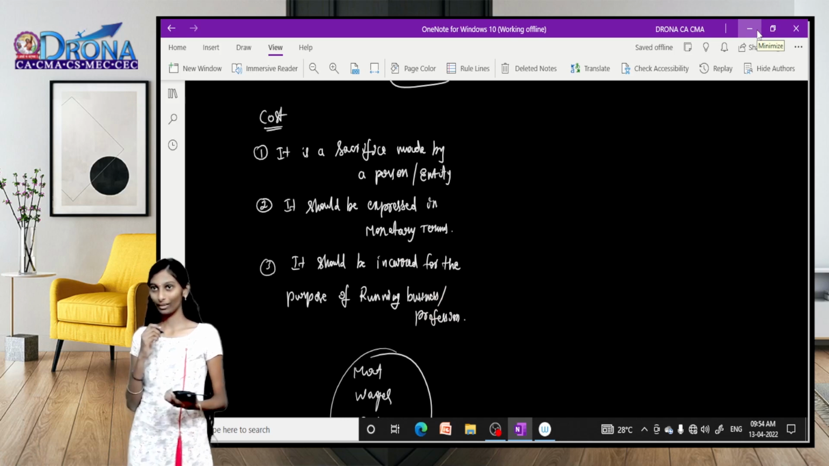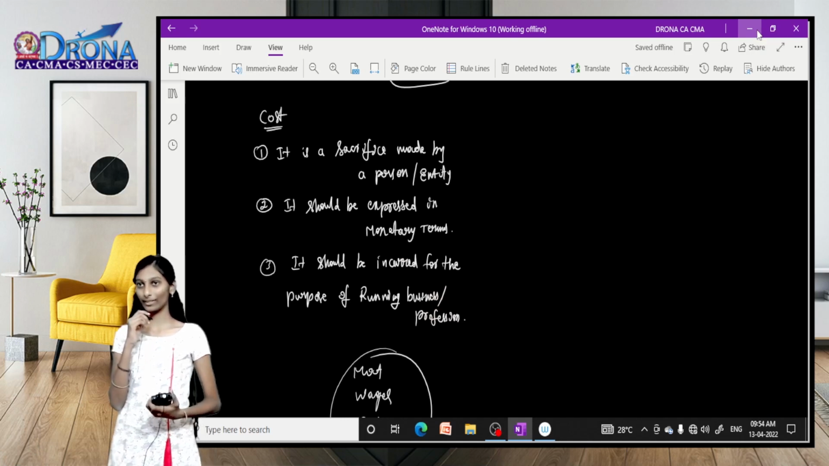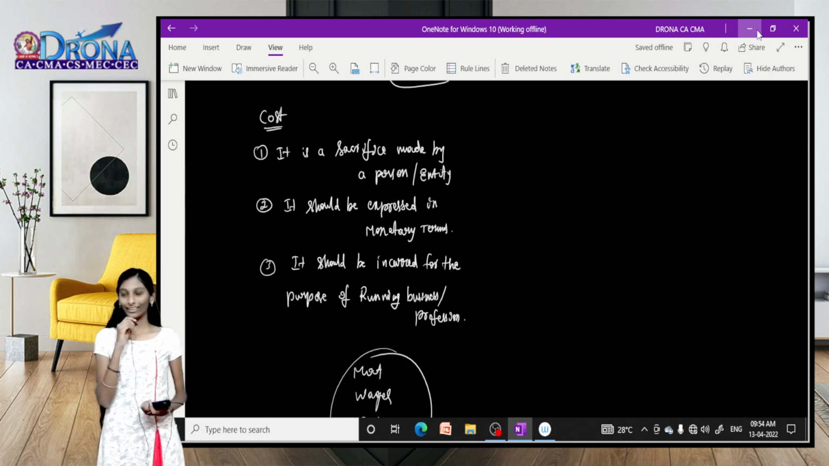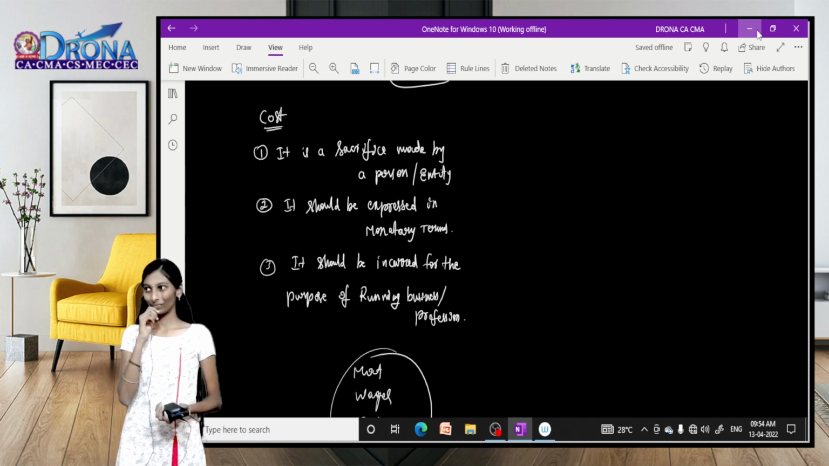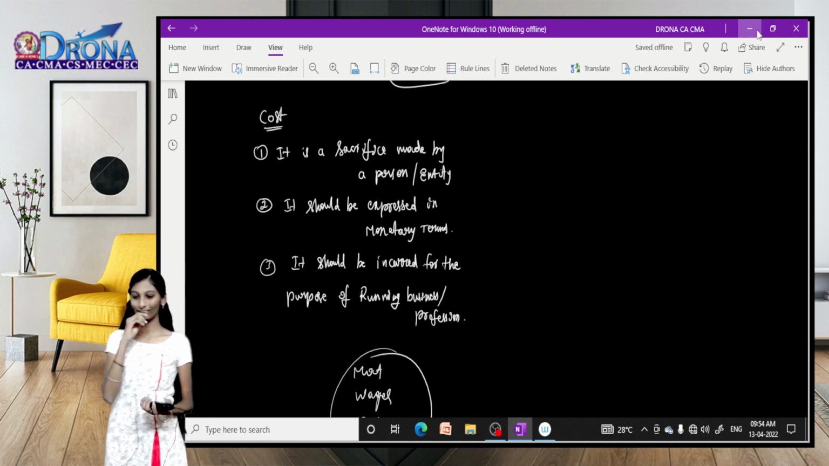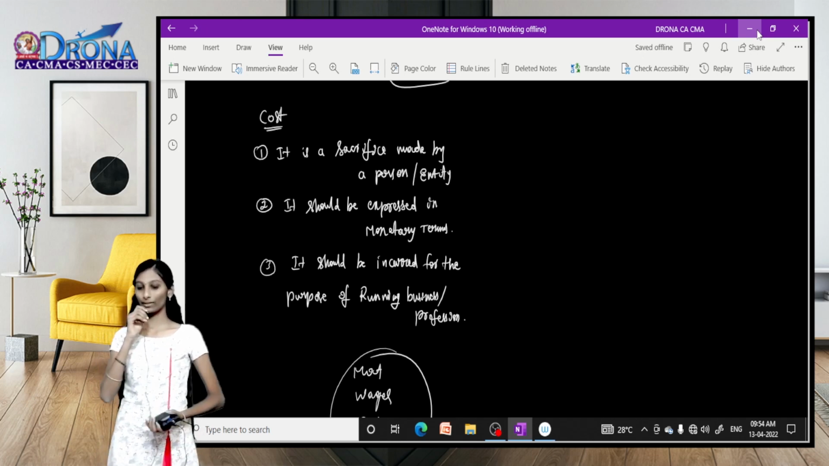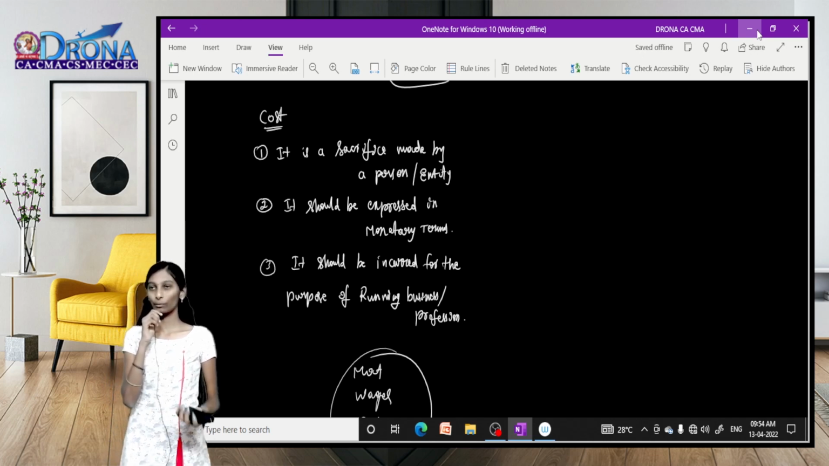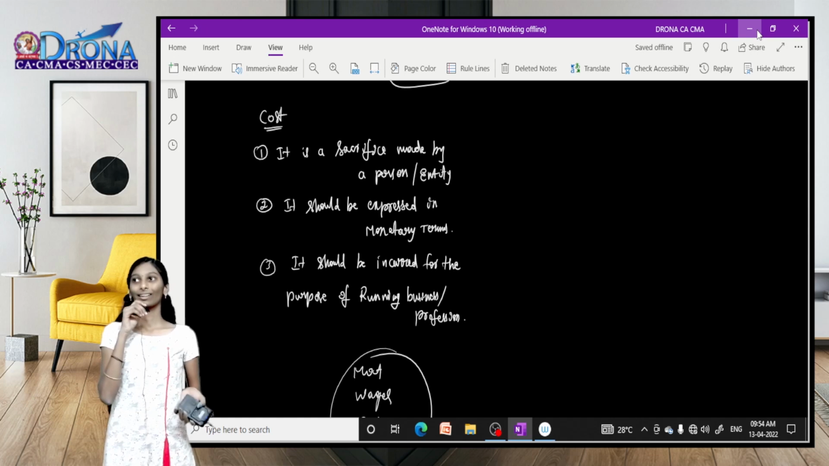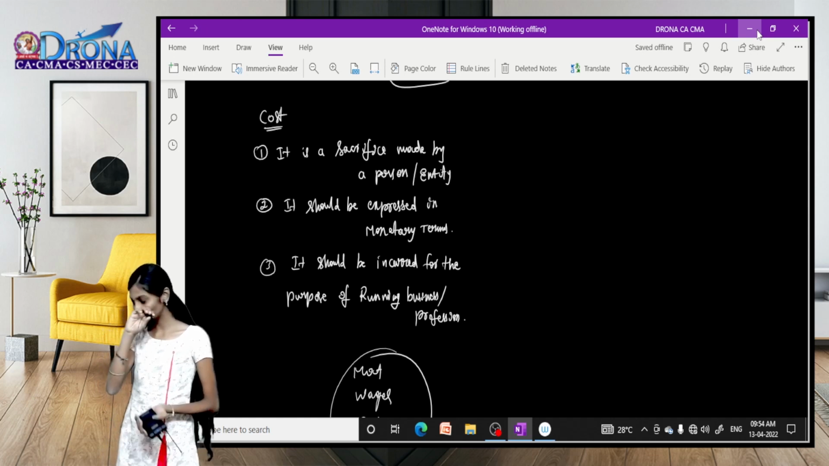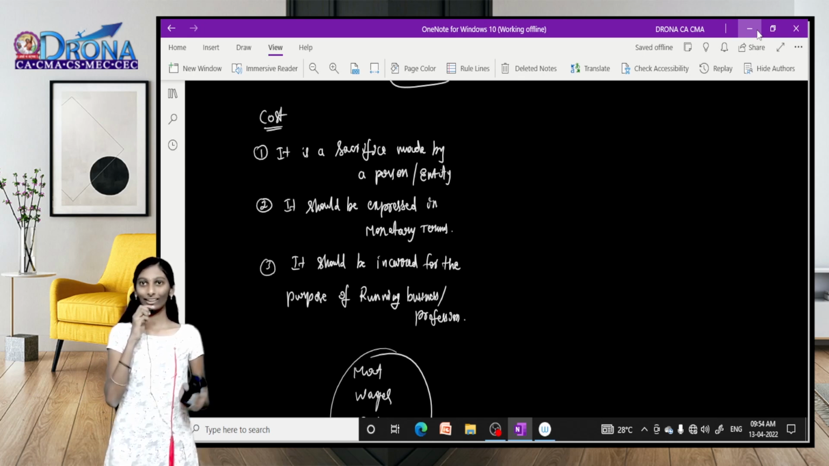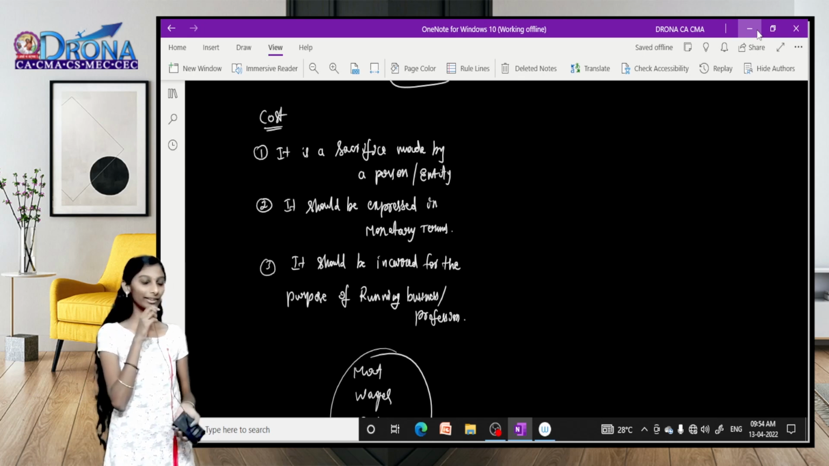Cost. It is a sacrifice made by a person or an entity. It should be expressed in monetary terms. It should be incurred for the purpose of running business or profession. Costing, the process of assessment of cost of a product or service.